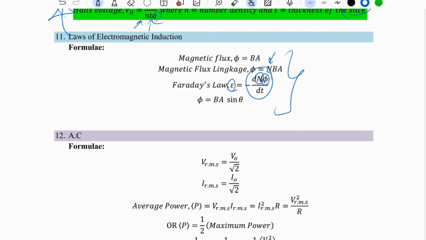Then this one, magnetic flux, if let's say it's at an angle, you use sine theta. Because if it's sine 90 degrees, you get 1. Right? Sine 90 degrees is 1. So that's why there's nothing here. But if let's say it's at an angle, just use sine, put in the angle value.